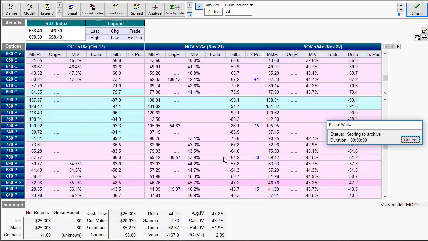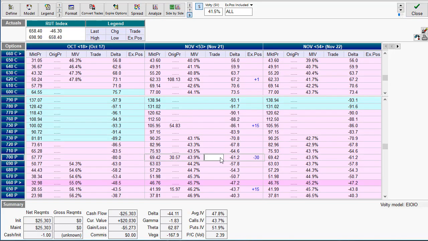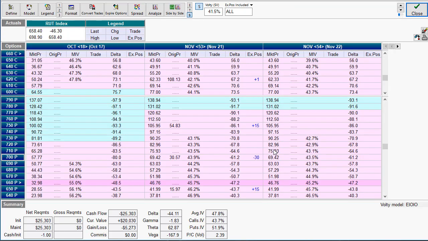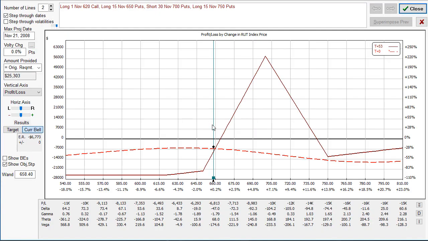And this is the day when we're down, Russell's down 46 points. We are well underneath our short strikes, and we are well over our maximum loss. Okay, so what do you think we should do? Do we close the trade? Do we keep the trade open?